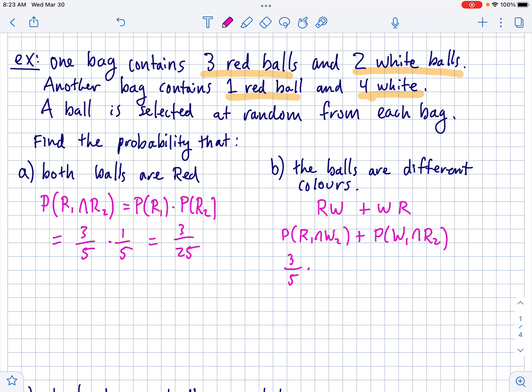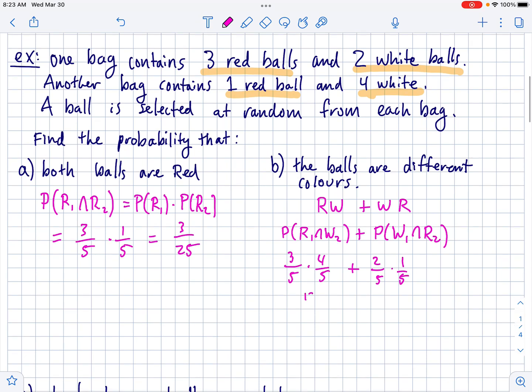Getting a red then a white is going to be 3/5 on the first red, and then a white on the second one is 4/5. Then we have to add getting a white then a red, which is 2/5 times 1/5. So this is 12/25 plus 2/25, which is 14/25.